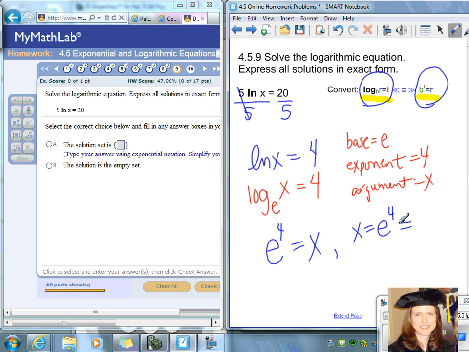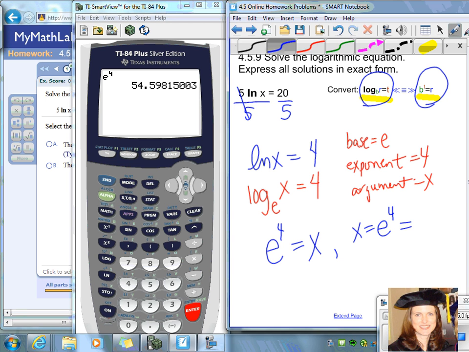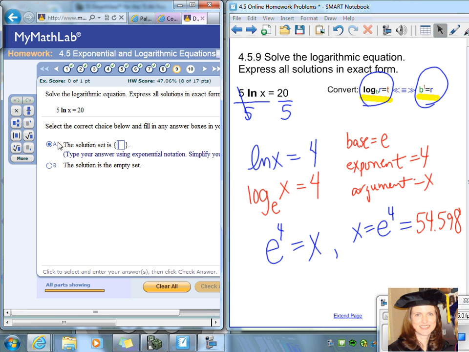And as a decimal, on your calculator, scientific or graphing, locate the e. I'm going to press second on my calculator, then e. That gives me e to a power. I'm going to type in 4. E to the power of 4 rounded to the nearest thousandths is 54.598. Check.